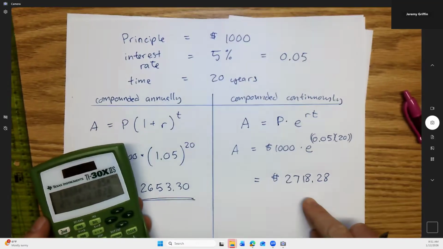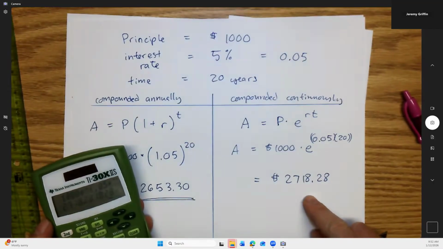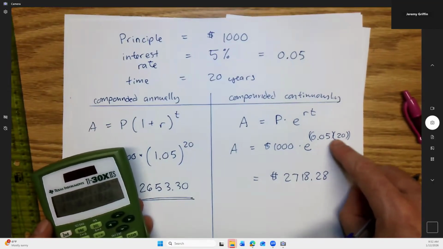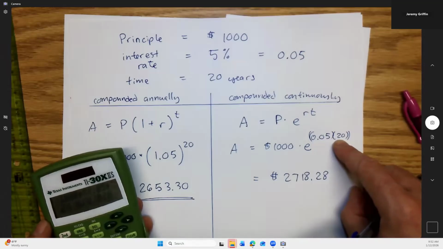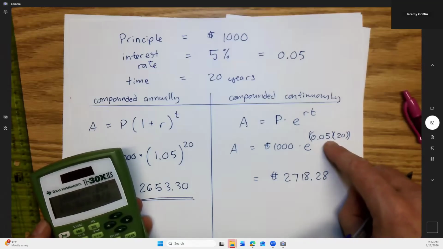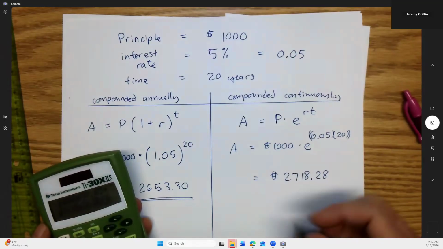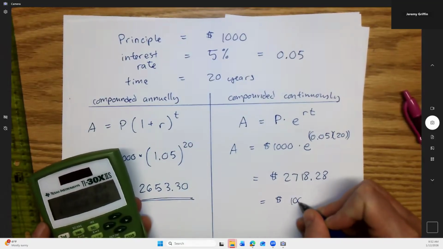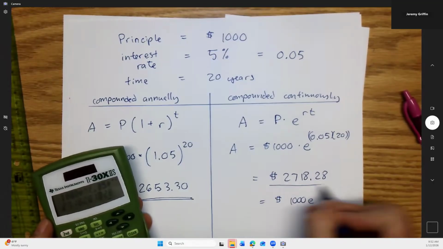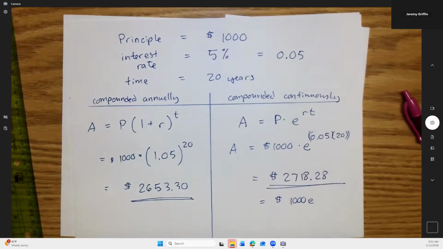Oh, actually, you know what? I just realized, wow, okay guys, we got some lucky numbers. What is 0.05 times 20? It's 1. So e to the 1. So I just did 1,000 e, didn't I? Isn't that just 1,000 e? It's a funny way to say that. Okay, there it is. All right, you guys good?